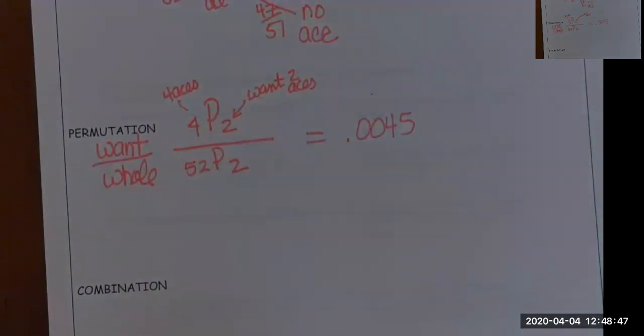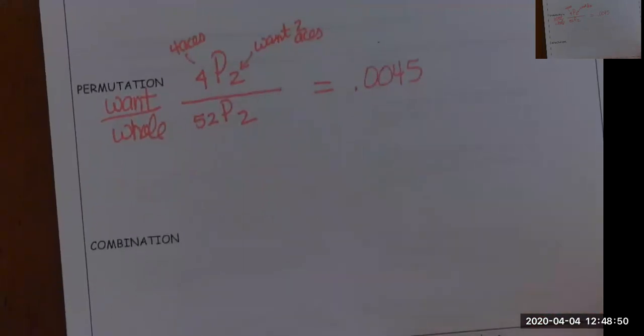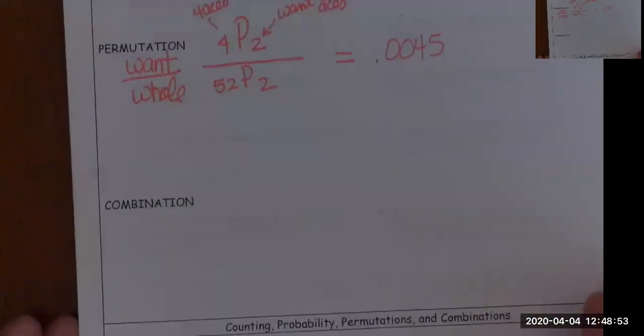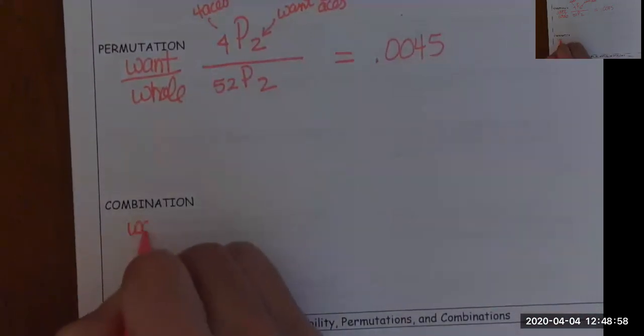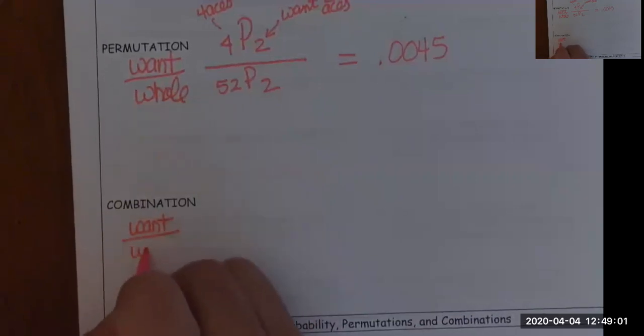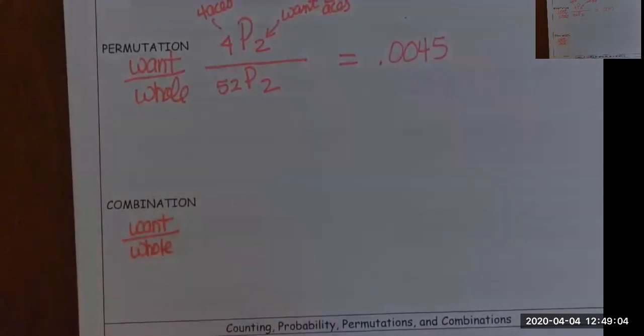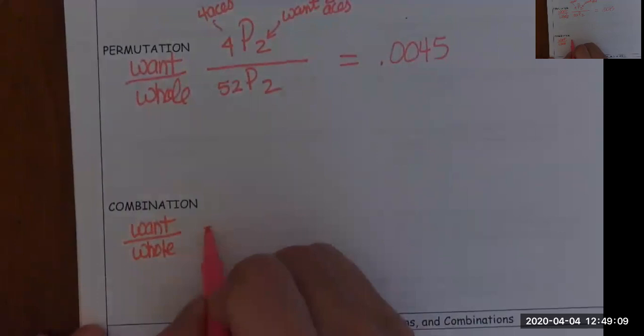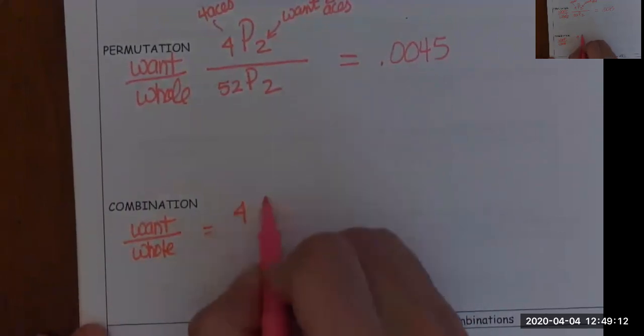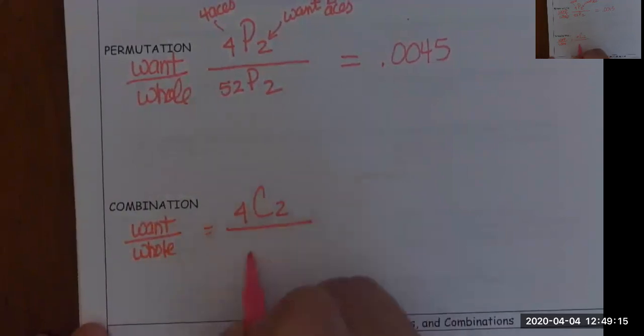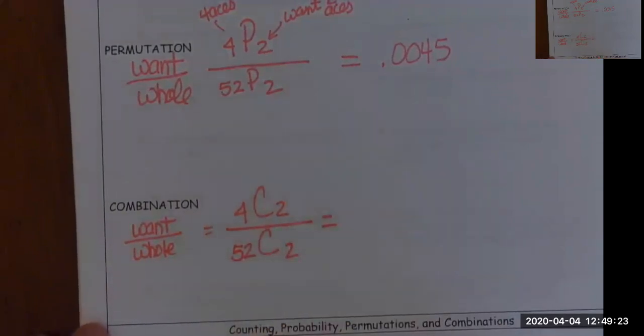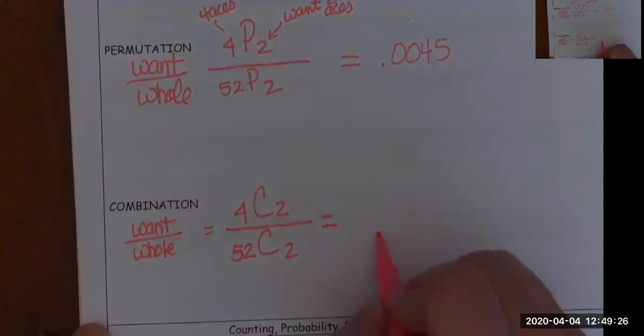Now we could do a combination. Individual of a group or order does not matter. And I really don't care if I get an ace of hearts first and then an ace of clubs. So again, it's what I want out of the whole deck, right? Probability of anything is always what you want out of the whole thing. So I want 4, I have 4 cards and I want 2 aces, and there's a possibility from 52 cards, and I'm going to pick 2 of them. So if you type that in, what do you get? Pause and look at it.